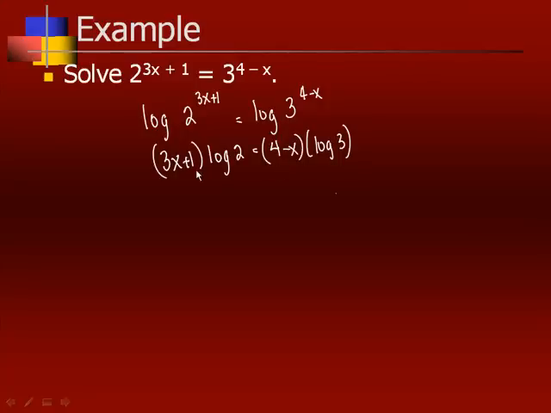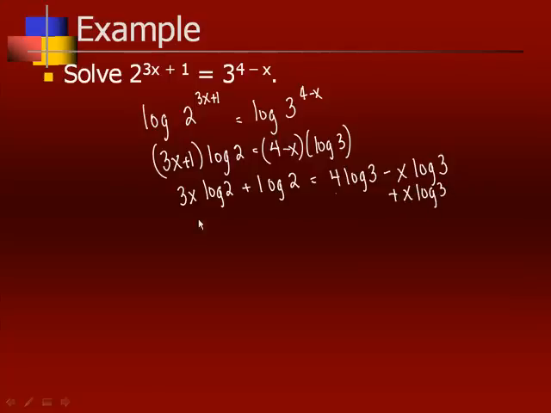We can distribute the parentheses. So now we get 3x log of 2 plus 1 log of 2 is equal to 4 log of 3 minus x log of 3. Now, if we group our x terms together, we've got to get x on one side. So we're going to add x log of 3 to both sides. So we get 3x log of 2 plus x log of 3. Then we're going to subtract this log of 2 from both sides. So we get 4 times the log of 3 minus the log of 2.